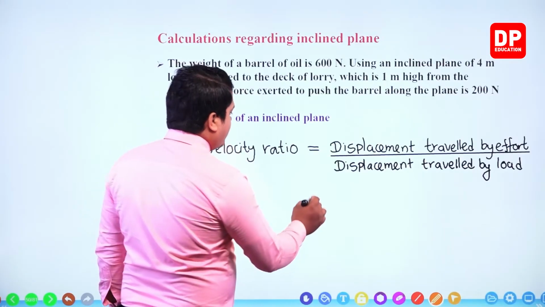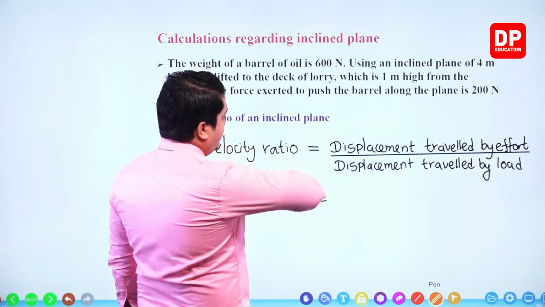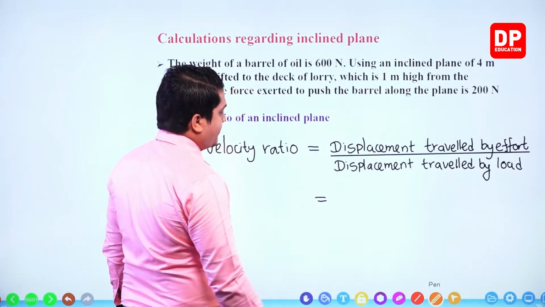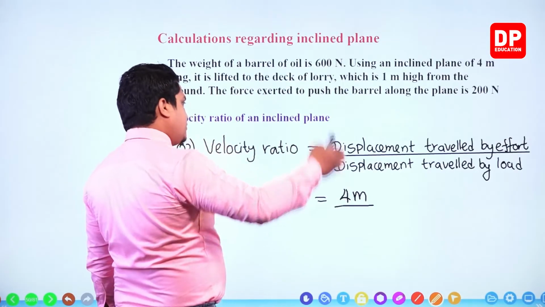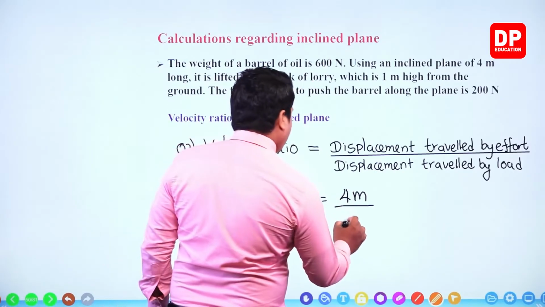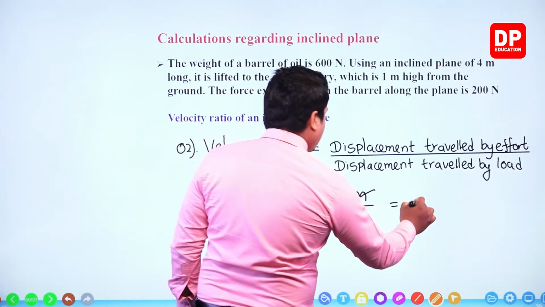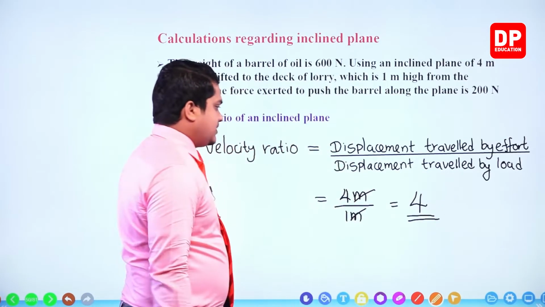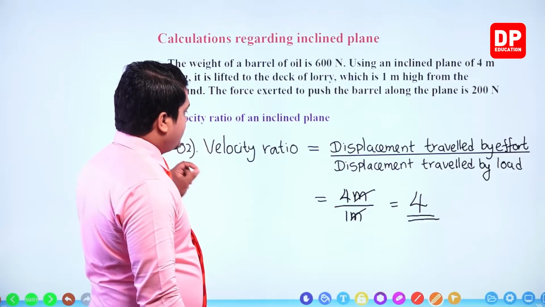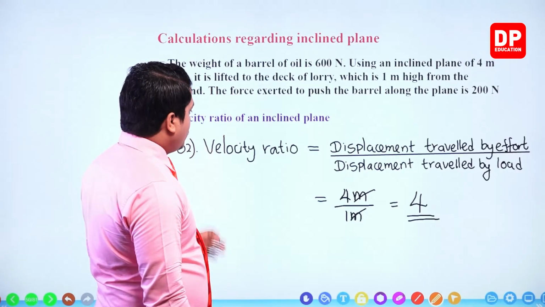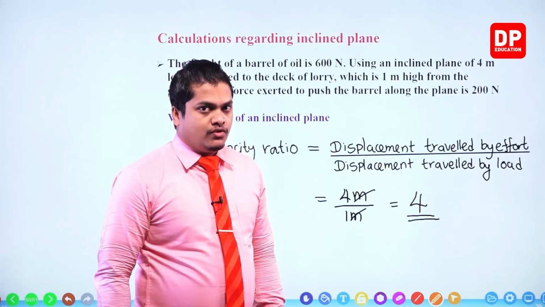So the displacement traveled by the effort along the inclined plane is around 4 meters. Then the displacement traveled by the load is just 1 meter. So meters and meters get cancelled. When you divide 4 by 1, the answer is 4. So this is the second one, the velocity ratio. The velocity ratio is equal to 4, my dear children.